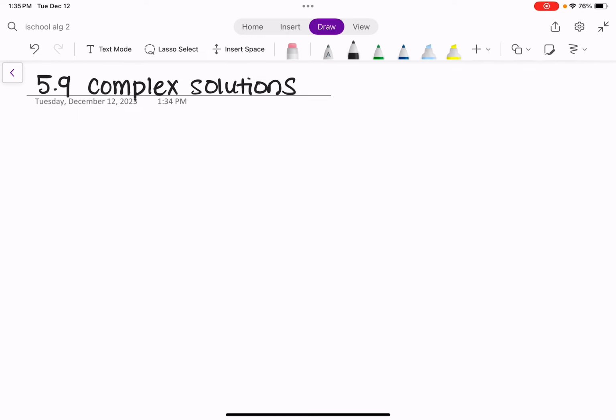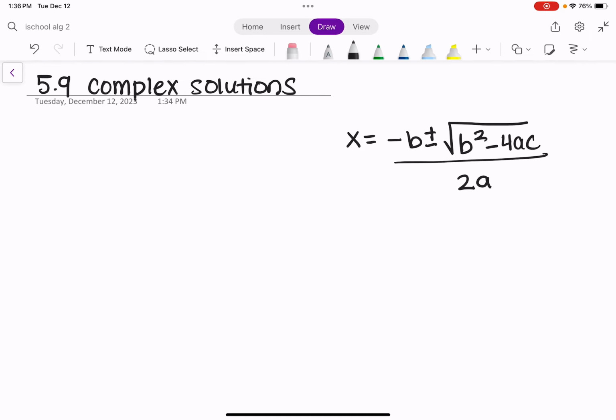So when we have to solve quadratic equations, remember one possible way is by using the quadratic formula, which we're going to write down right here. It's x equals negative b plus or minus the square root of b squared minus 4ac all over 2a. So we can use this formula right here to solve quadratic equations.